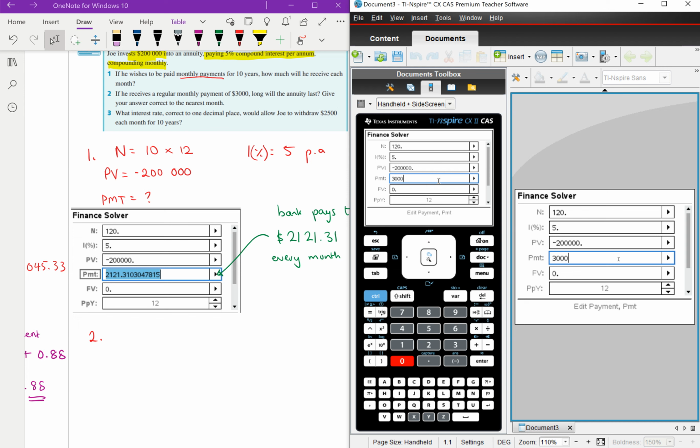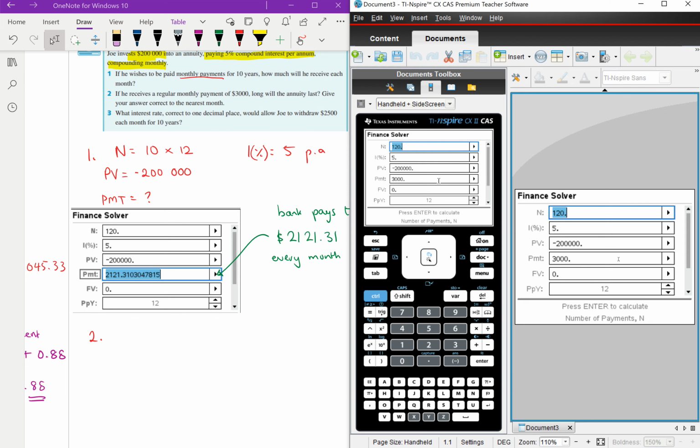Okay, so if that is the case at 5% rate per annum and then everything else is the same, I'm now going to calculate, so I'm going to go all the way up here. How long will it take? How long will it last? So will it still last me 10 years if I want $3,000 per month, right?